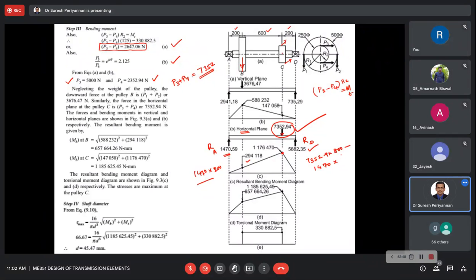What is the length here? Tell me. Someone tell me that.